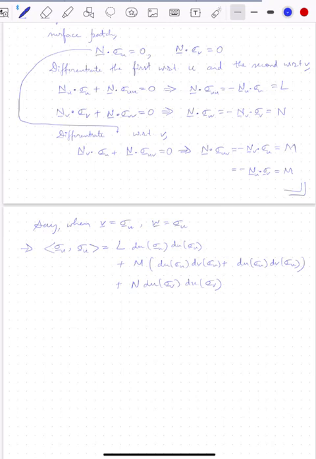So now, as we recall, du gives us the component of any vector along sigma u, and dv gives us the component of any vector along the sigma v direction. So in this case, du of sigma u is just 1, and dv of sigma v is also 1, because the component is along sigma u, and it's just a multiple. So here this is also equal to 1.